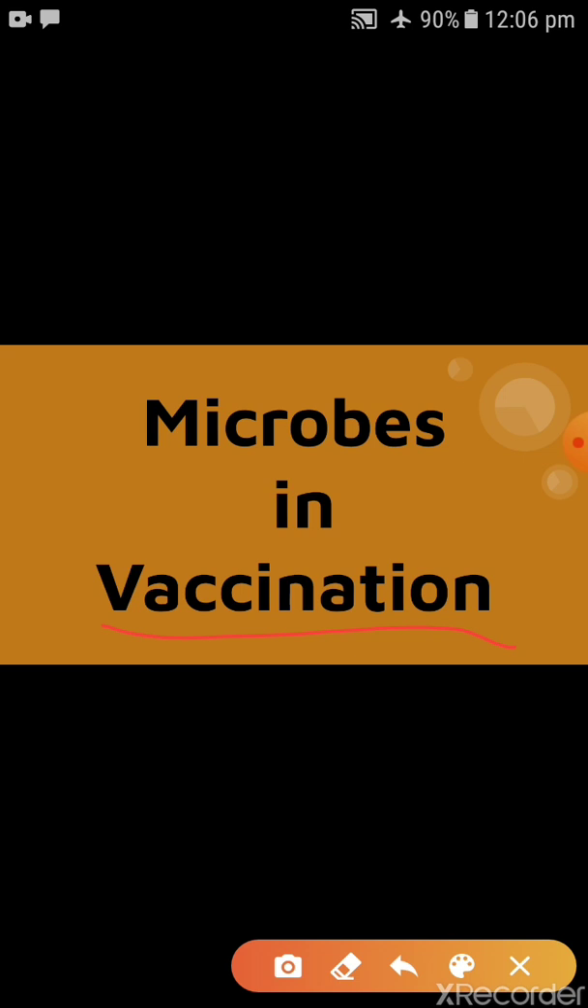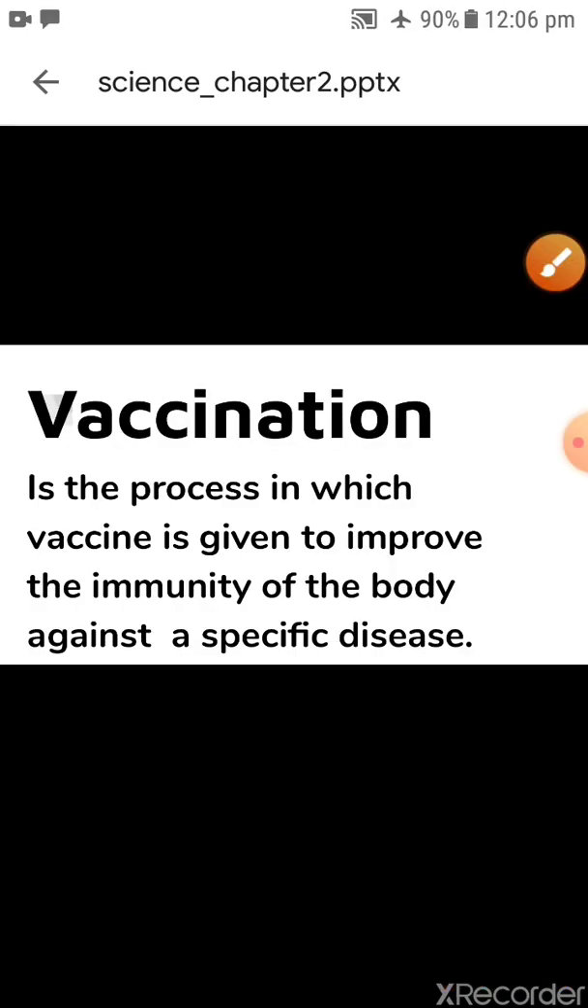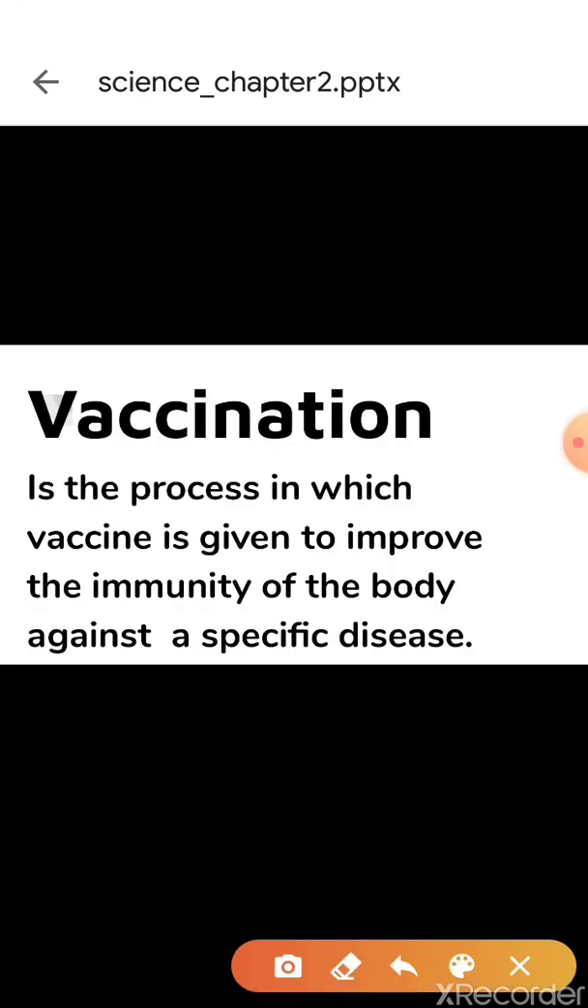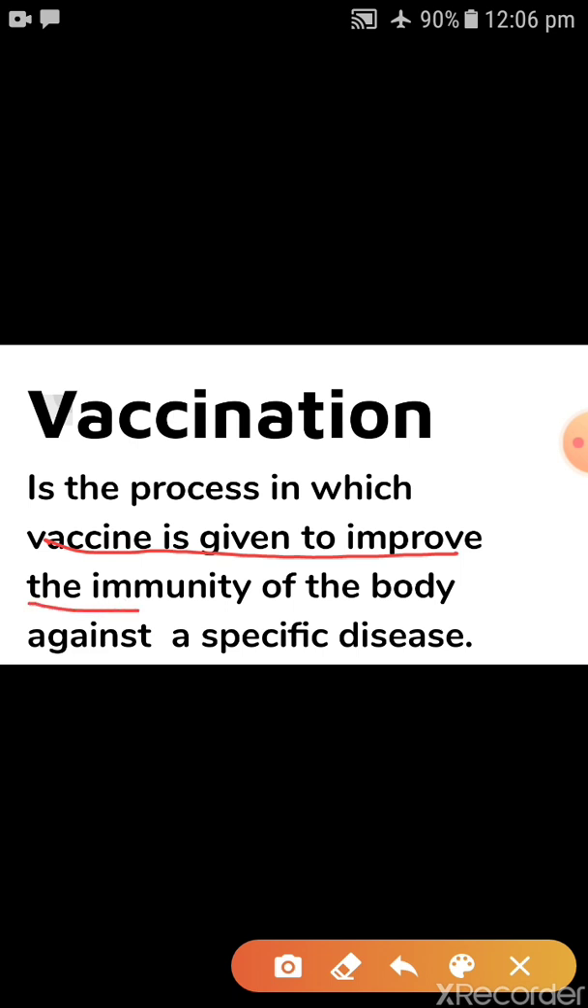Vaccination is a process in which vaccine is given to improve the immunity of the body against a specific disease. So when we are talking about antibiotic, it is given to our body to cure disease, the disease which has already entered our body.